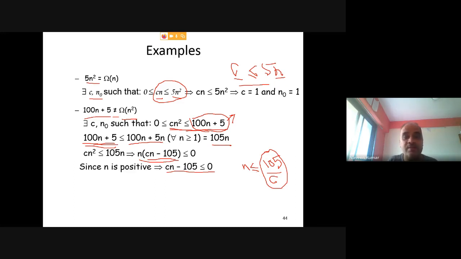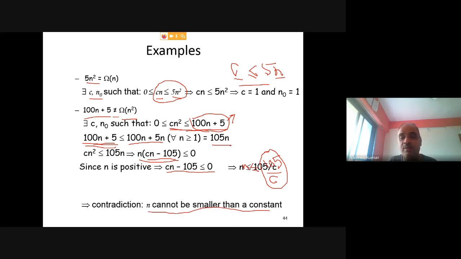So it contradicts. N cannot be less than or equal to a constant, so it is not possible. It is a contradiction. N cannot be smaller than a constant. It means this function fn cannot be written as big omega of n square. So these two are not equal. I hope you are getting it.